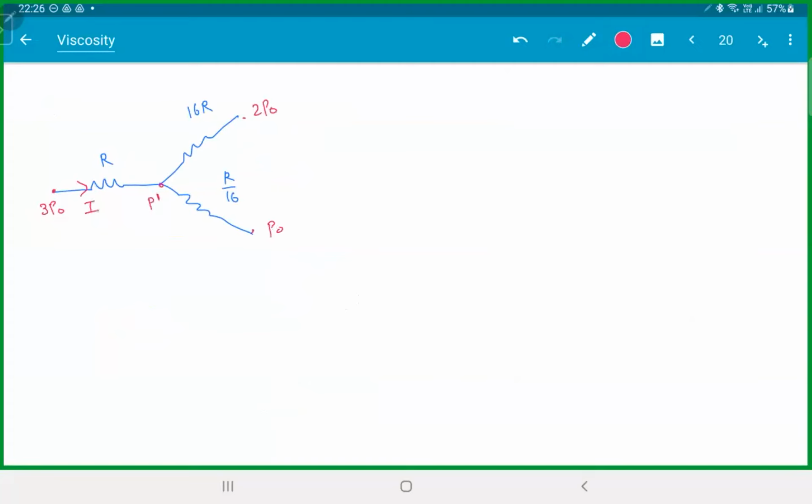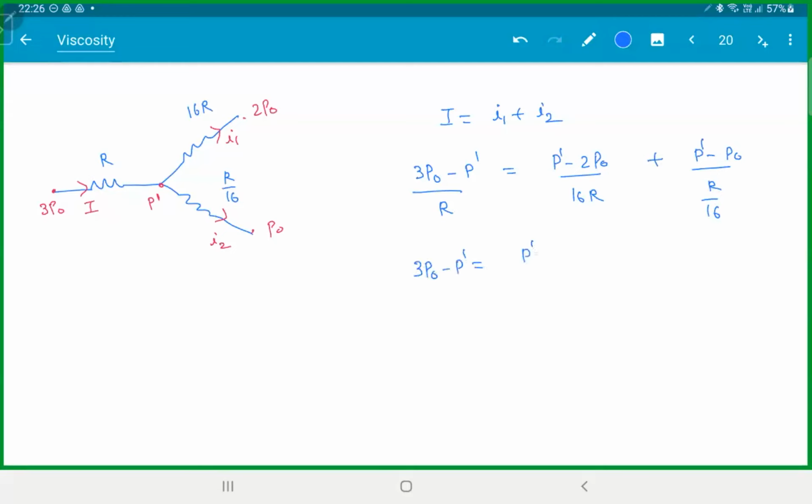If you assume this current is I, this current is I1 and this current is I2. You can see from the junction law that the current inflow is equal to current outflow. Current is flowing from 3P naught to P dash through the resistance R. I1 will be P dash minus 2P naught by 16R, and I2 is P dash minus P naught by R by 16. Numbers are bad. R cancels off. 3P naught minus P dash is P dash minus 2P naught by 16 plus 16 times P dash minus P naught. Calculate from here, you get P dash. Please check.